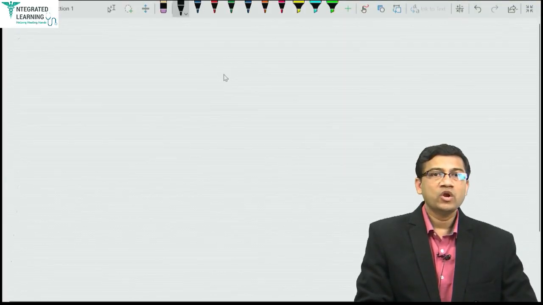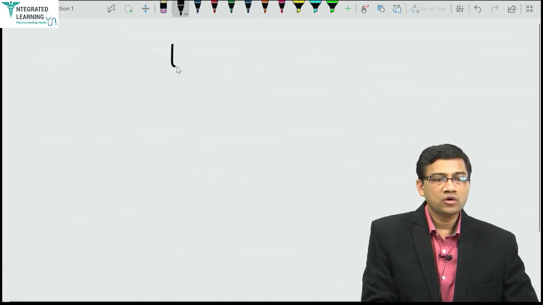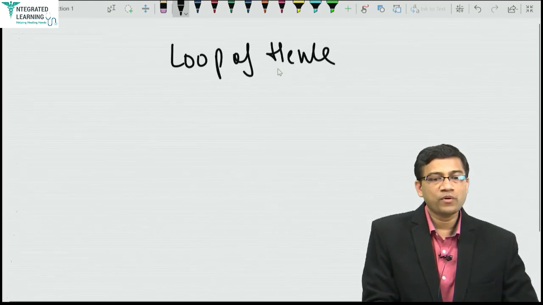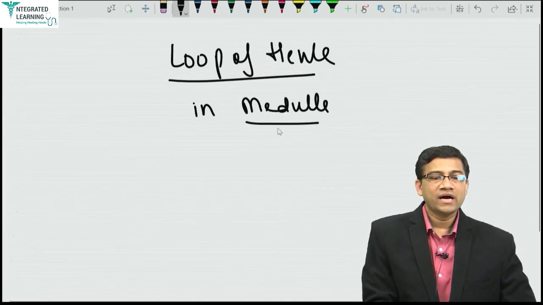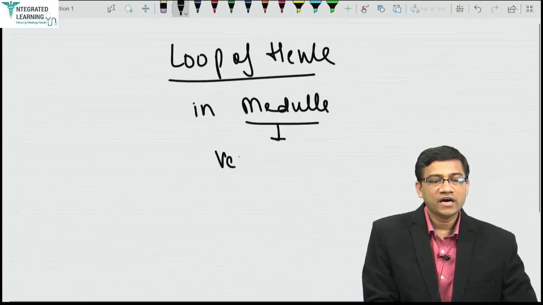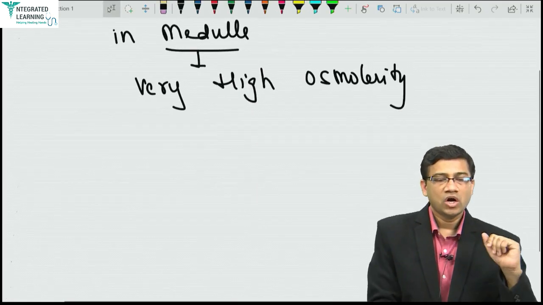Okay, now we look at the countercurrent system, loop of Henle, medulla, and all the structures. So we'll start with the loop of Henle. Now, as we have discussed earlier, loop of Henle is present in medulla. Okay, it is in medulla. Now, medulla has what thing? It has a very high osmolarity. So, medulla has a very high osmolarity.